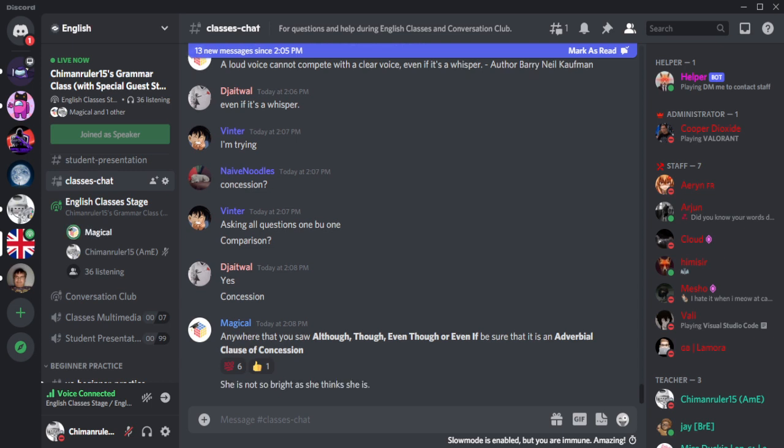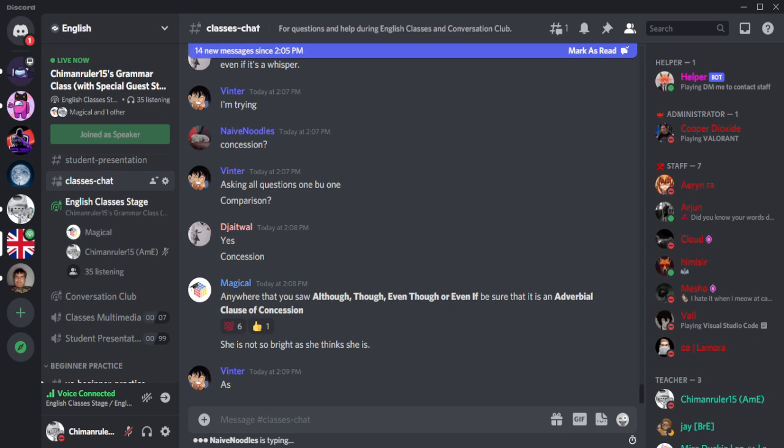We have this example. She's not as bright as she thinks she is. What kind of adverbial clause is this? First, try to find the adverbial clause, and then we can talk about its kind. We know for sure that it is not an adverbial clause of condition or concession because it is not an if clause, and it also does not have although, though, even though, or even if. So it is none of these. But it has another subordinating conjunction. But what is that? Yes, the subordinating conjunction is as.